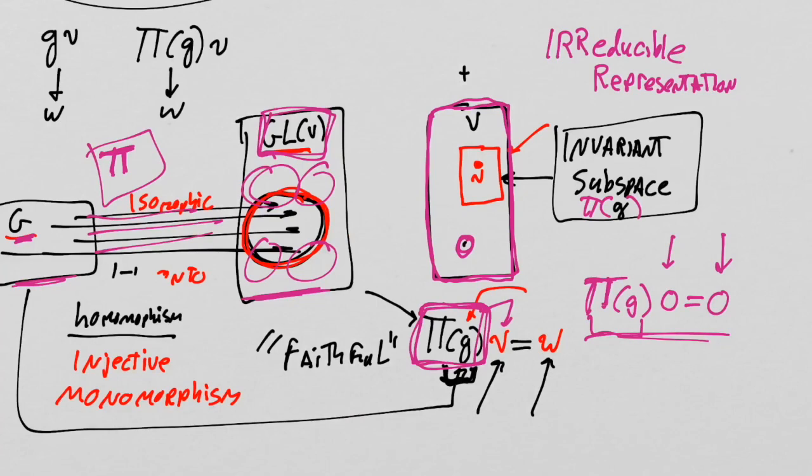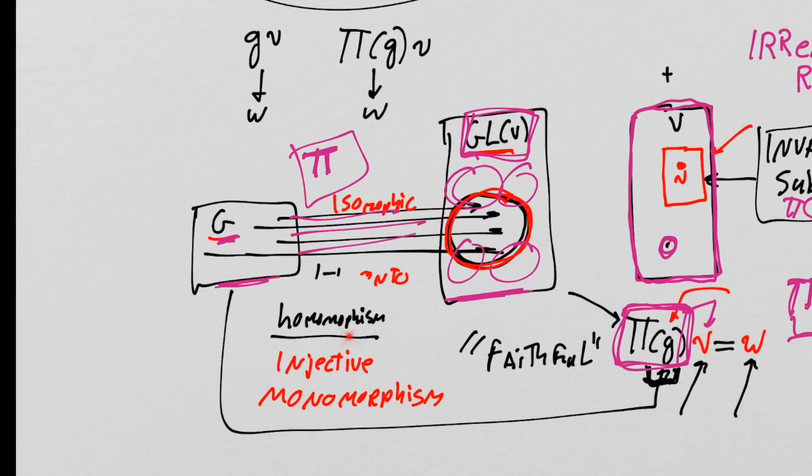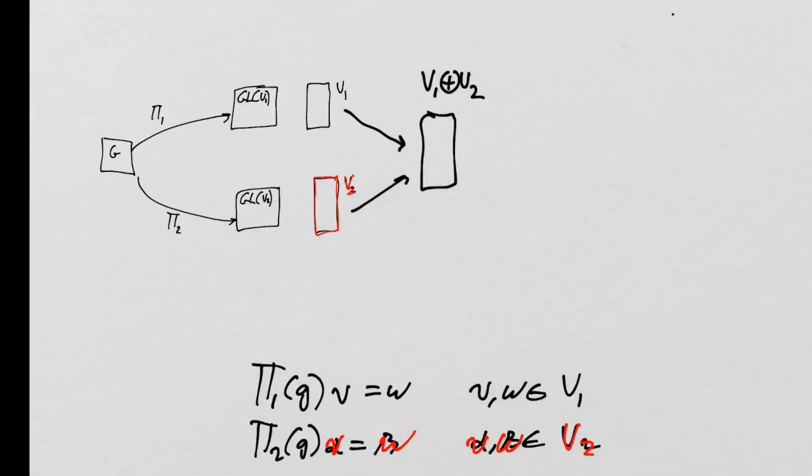I kind of went on and on about homomorphism, injective, monomorphism. These don't have to be faithful. If they are monomorphisms, they are faithful, but they don't have to be. They do have to be homomorphisms, but they don't have to be monomorphisms. So you have these two representations in these two different general linear groups associated with these two different vector spaces. And then there's this vector space out there, V1 plus V2.